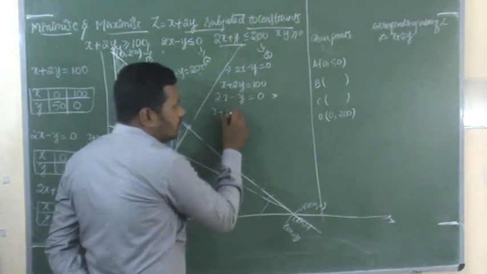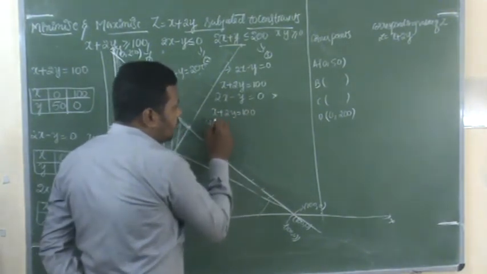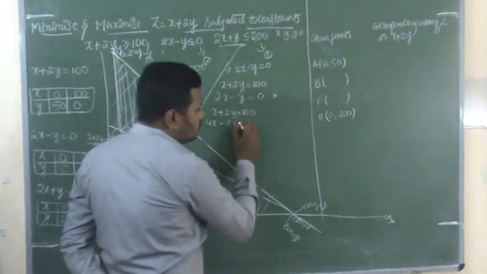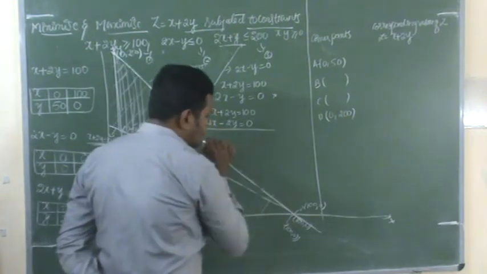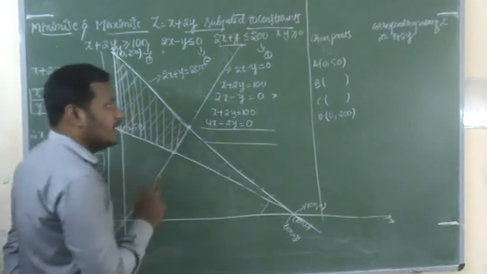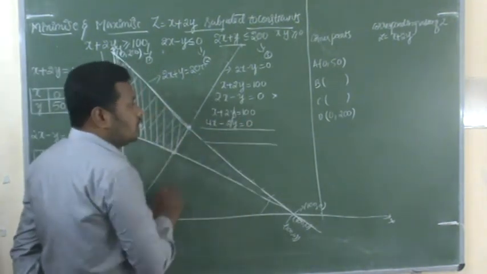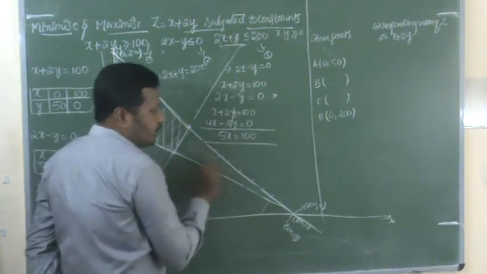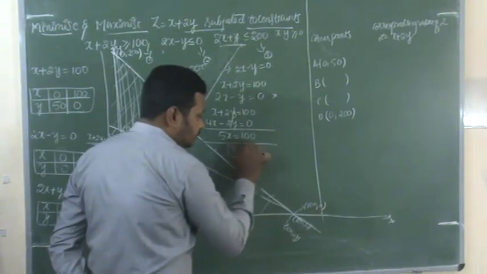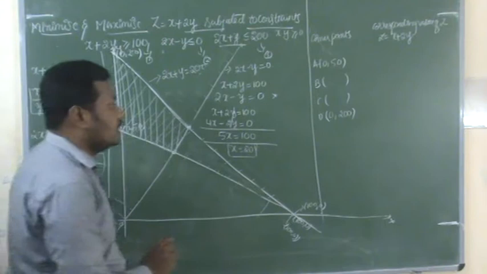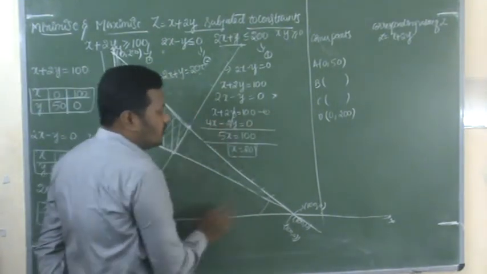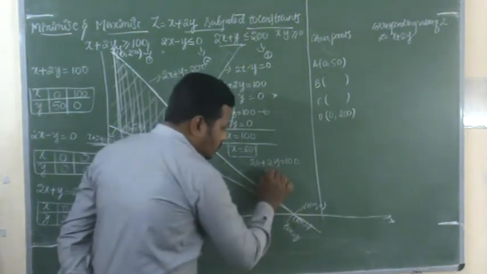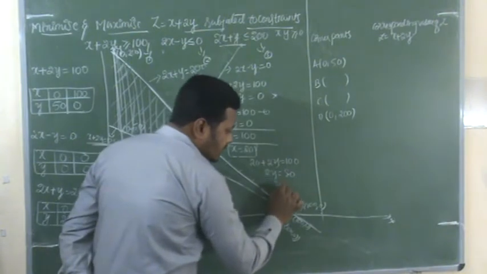So x plus 2y is equal to 100. Here 4x minus 2y is equal to 0. On solving these two, adding them, the 2y gets cancelled. Now 4x plus x, 5x is equal to 100. Therefore x is equal to 20. Now substitute in equation number 1. We get 20 plus 2y is equal to 100. Now 2y is equal to 80. y is equal to 40.